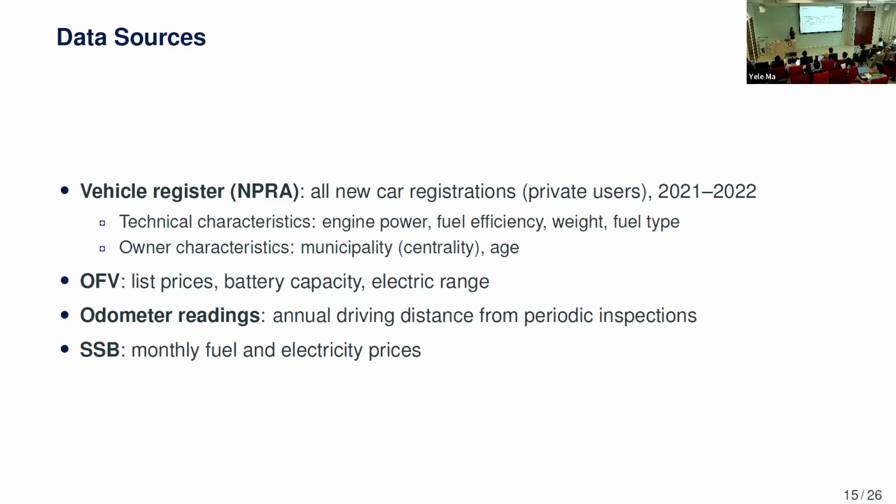We also know for every owner what municipality they are from, and we order them by centrality. This is our way of understanding heterogeneity, because more centrality means going from very rural areas to urban areas. This is going to be important in our model because we're going to estimate different costs, and we're going to have a lot of variation based on the age and the centrality of the person. And then we're going to have the list prices, the battery capacity, and the driving information.